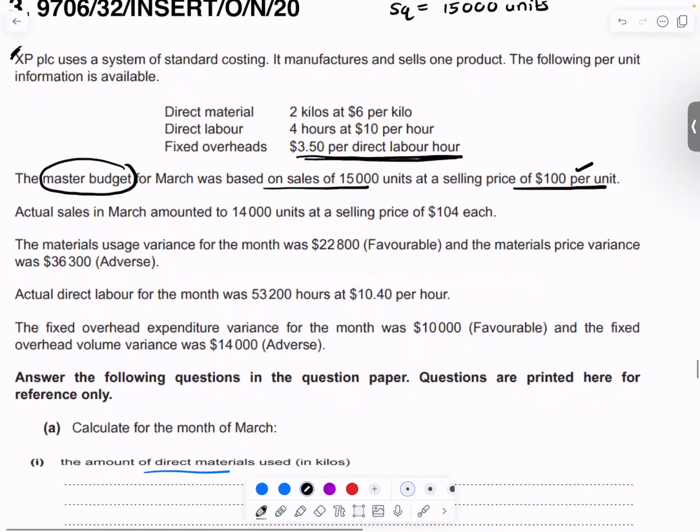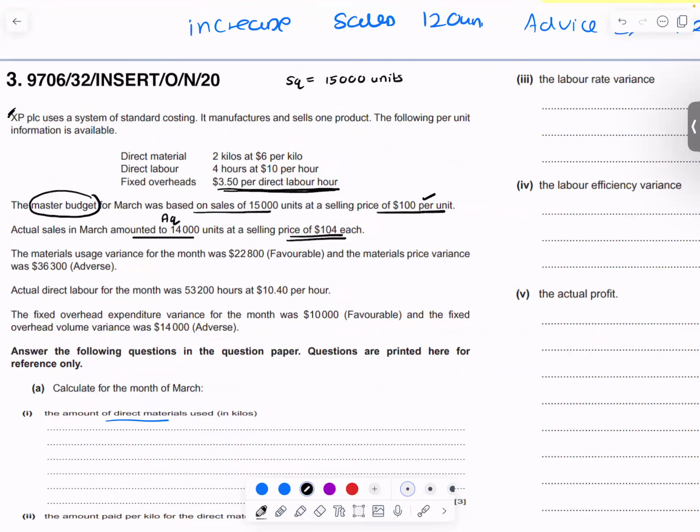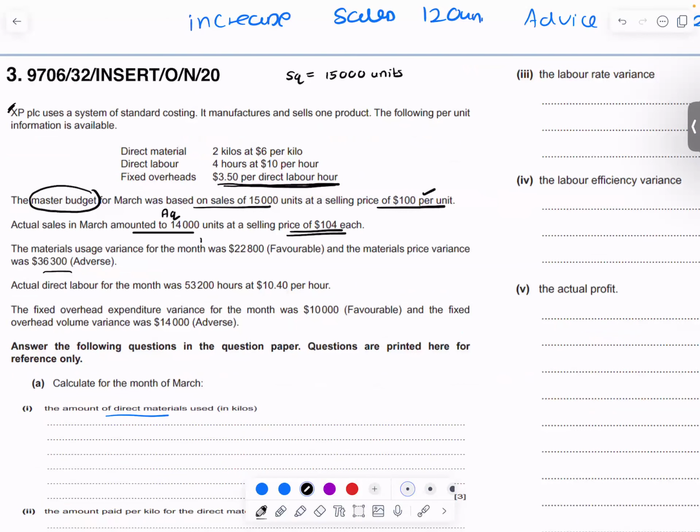Actual sales in March amounted to 14,000 units and selling price of $104. So actual quantity and actual price are given. The materials usage variance for the month was 22,800, which is favorable. And the materials price variance was 36,300, which is adverse. They've given you the direct material usage variance and the price variance, so indirectly they've given you the total variance also. The other information is for labor and fixed overheads.